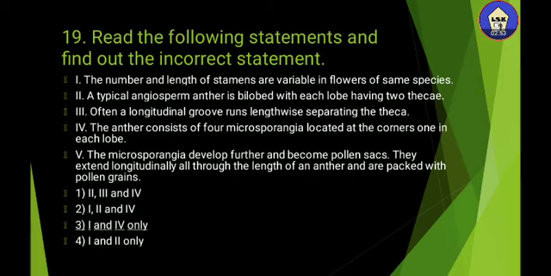The another wrong statement is the fourth one. Why is the fourth statement wrong? Let's see that. The anther consists of 4 microsporangia located at the corners, 1 in each lobe. No, 2 in each lobe. That's why it becomes tetrasporangiate. That consists of 4 microsporangia. That is true. But 2 in each lobe. So the answer is option 3.